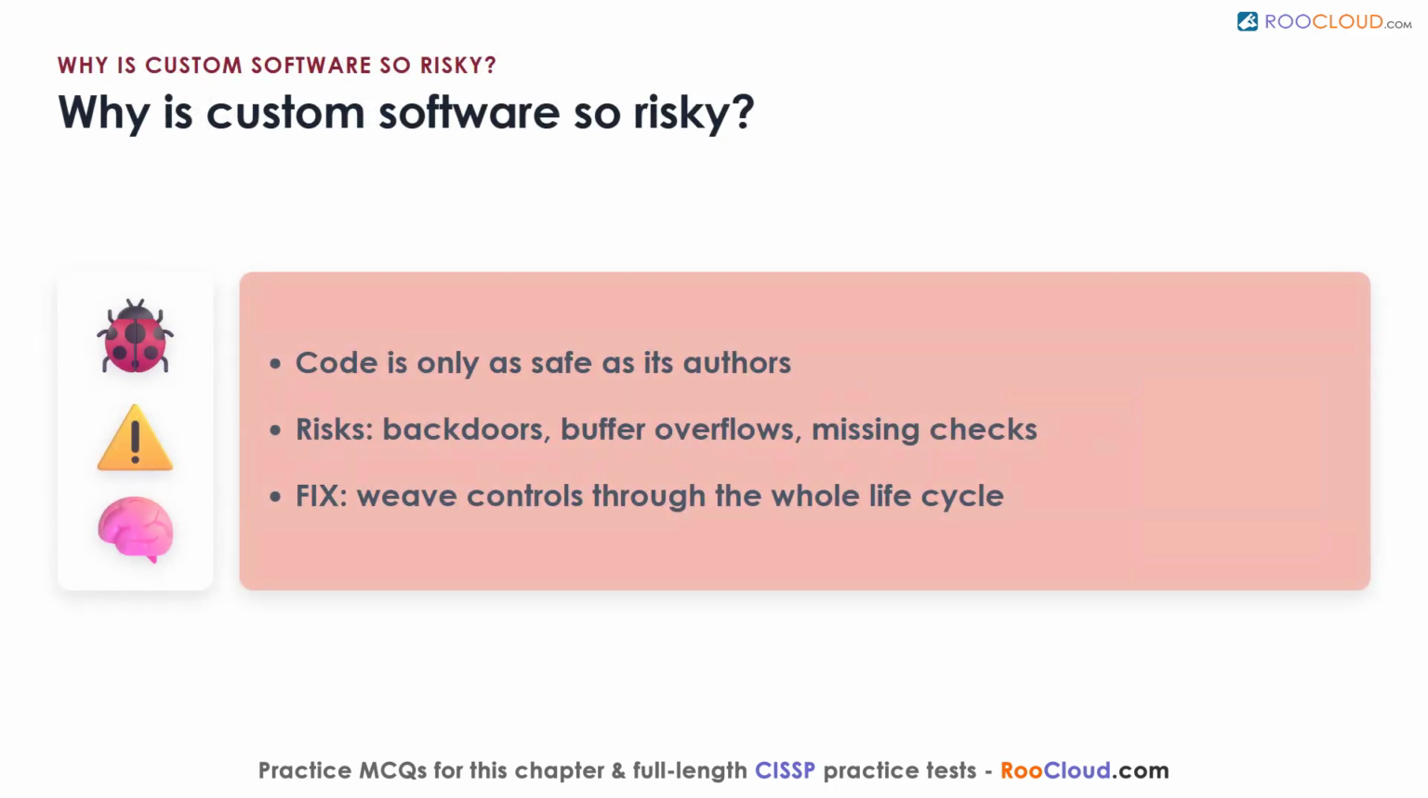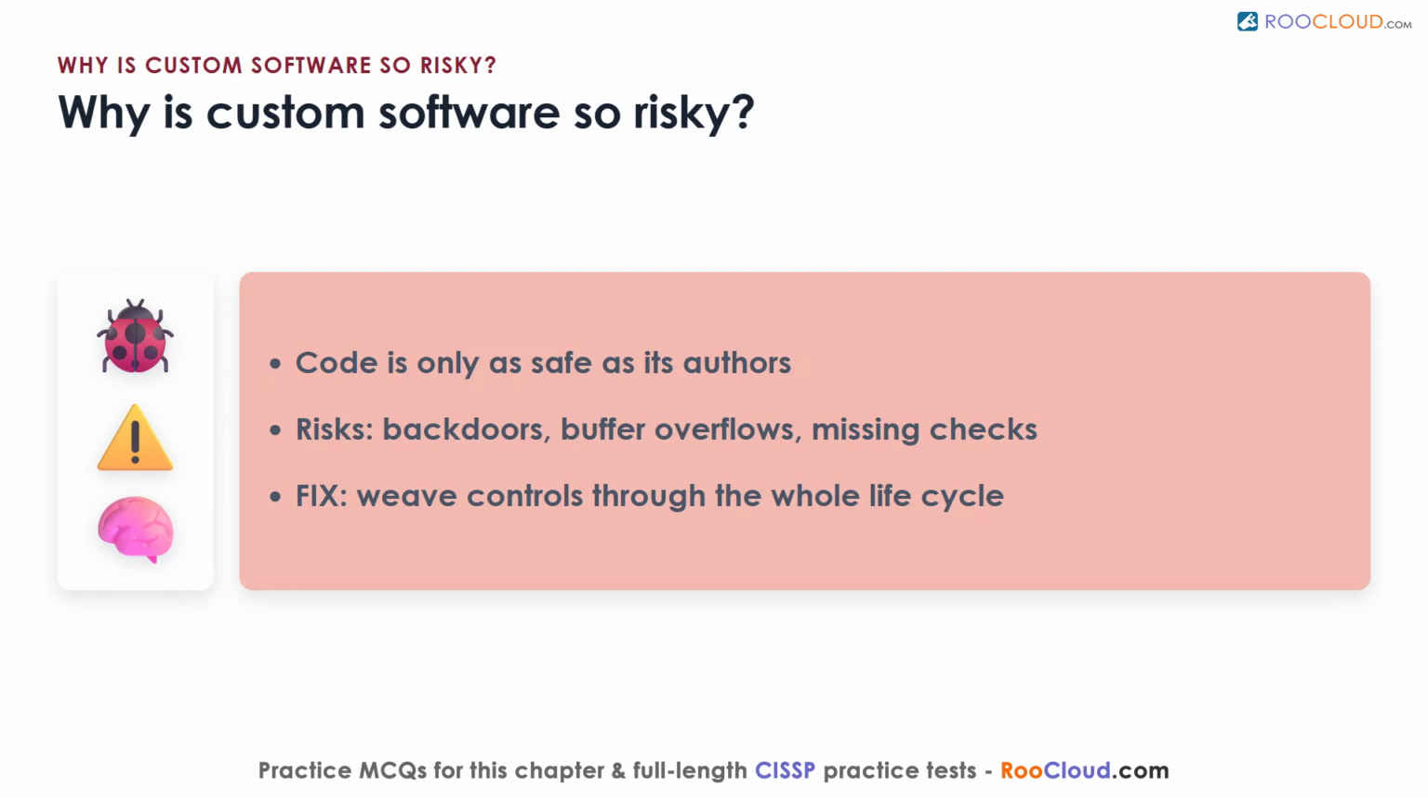So, why do custom-built applications carry so much risk? Because organizations write their own software to serve goals no vendor product covers, and that code is only as safe as the people who write it. A rushed or malicious developer can plant a hidden backdoor, leave a buffer overflow, or forget a check that lets an outsider in. The fix is to weave security controls through the entire development lifecycle rather than bolting them on later.